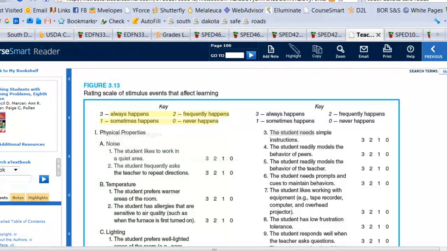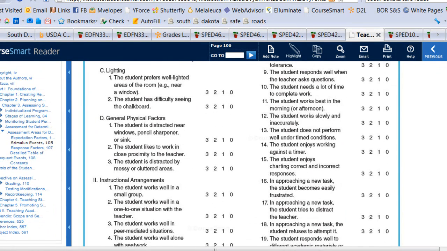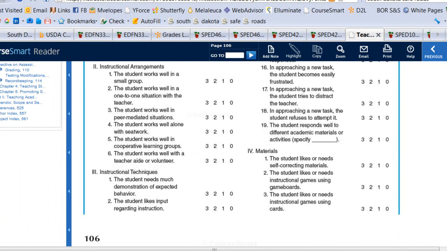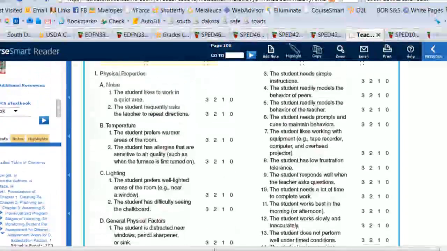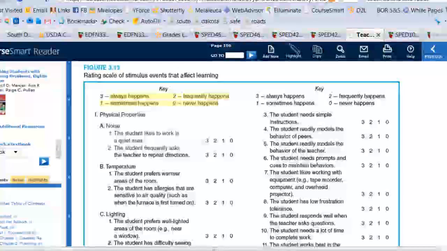Student needs simple instructions. The student really models the behaviors of peers. The student models the behavior of the teacher. Rate each of these, but the biggest thing I like about this is it gives you some ideas of things that could be involved. Look at here, temperature of the room, the lighting, the general physical factors, instructional arrangements of things. So those are some factors that could affect the stimulus, the antecedent.